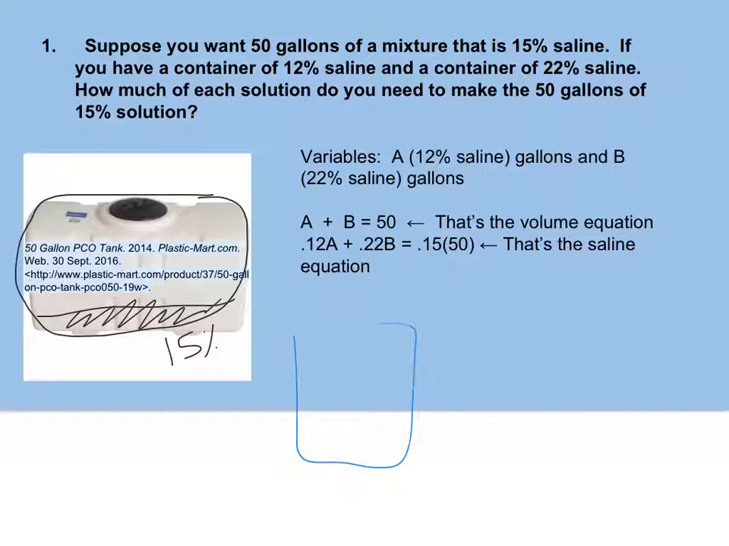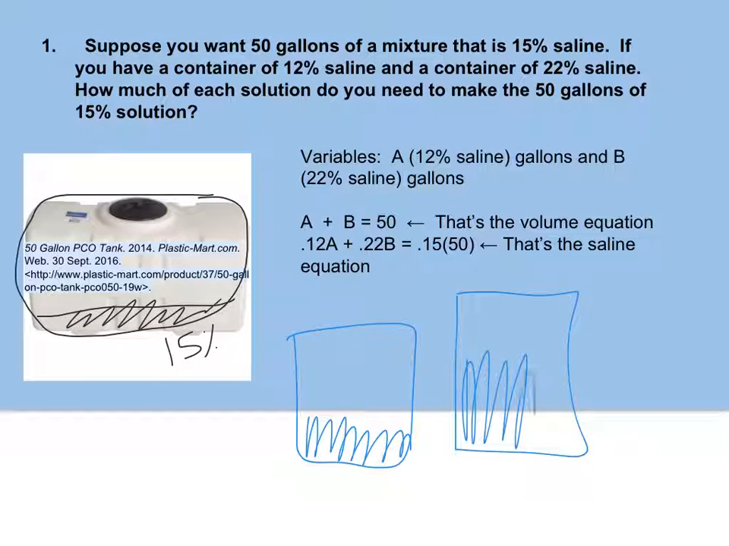So you have a big jug. We don't know how much of it, but we have some that's 12% saline and another one that's a little bit more, 22% saline. It has more saline in it. So how much of each should we put together in order to get 50 gallons of 15% saline?